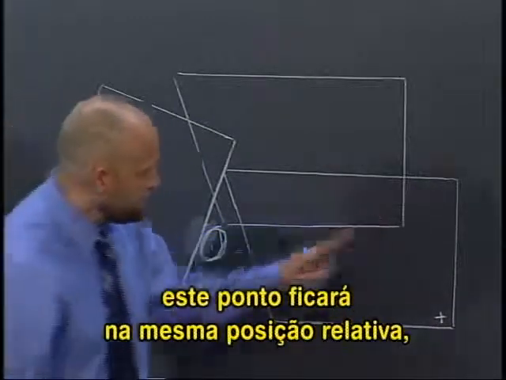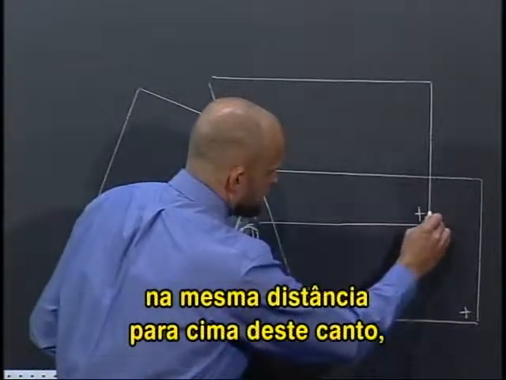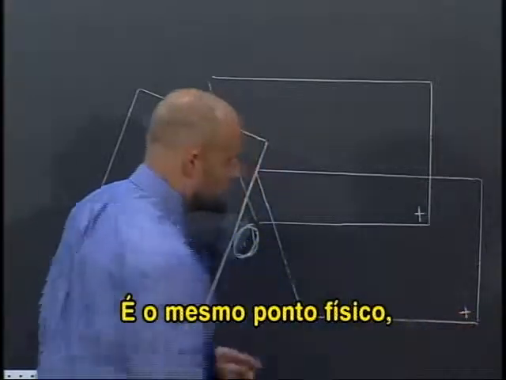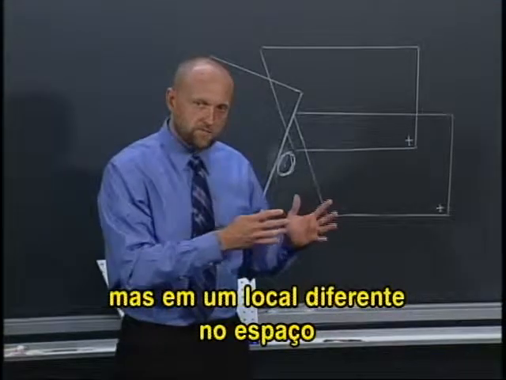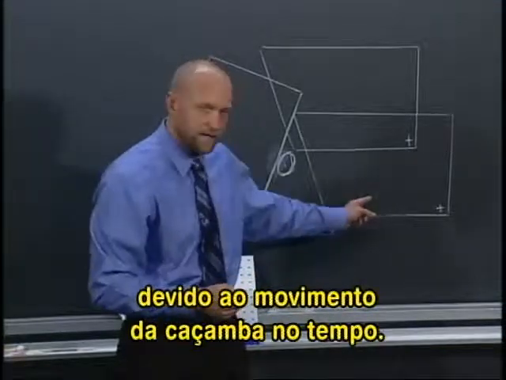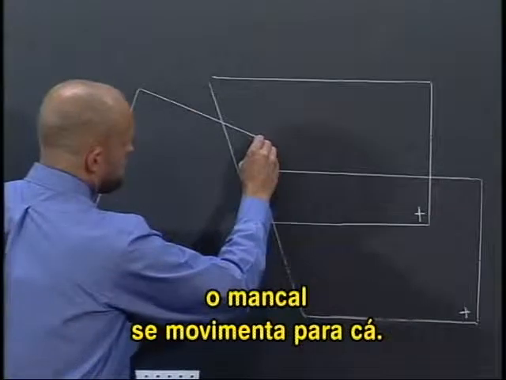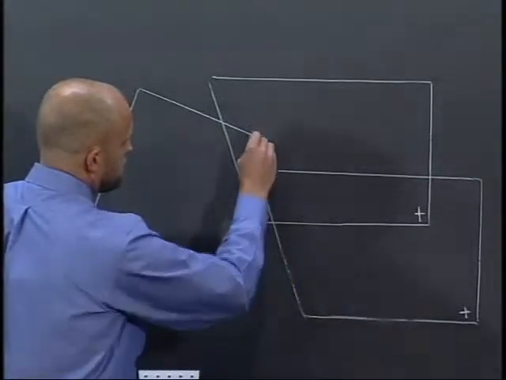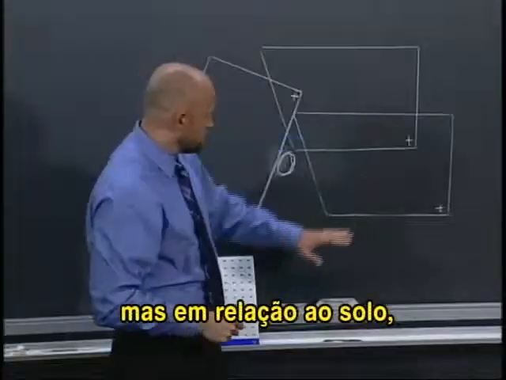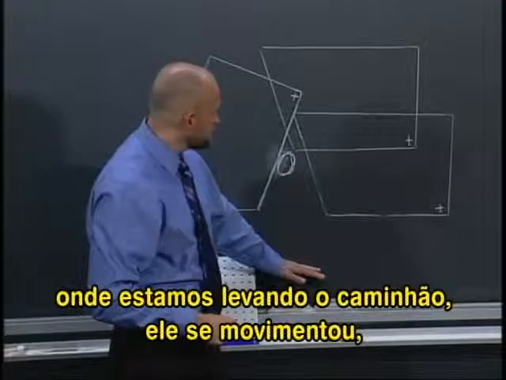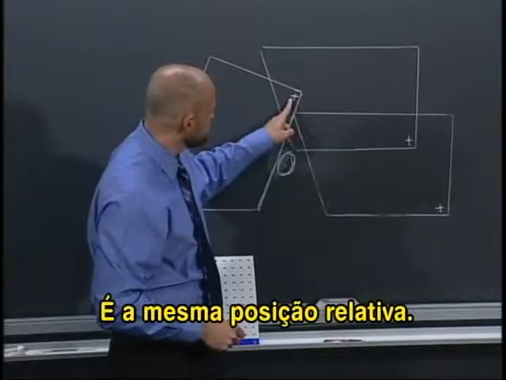Now, if we place the joint there, then when the bed lifts up over into this position, that point is in the same relative position. The same distance up from this corner, the same distance over from this corner. It's really the same physical point, but it's at a different location in space because of the motion of the bed in time. Now, in the third position, again, the bearing moves to here. Again, the same relative position, but with reference to the ground upon which we're driving the dump truck, it has moved, but with respect to the bed itself, it has not. It's at the same relative location.